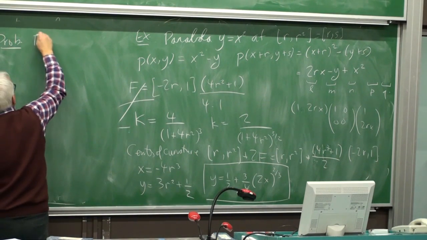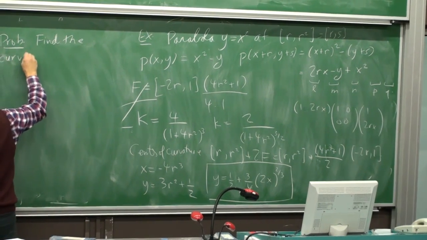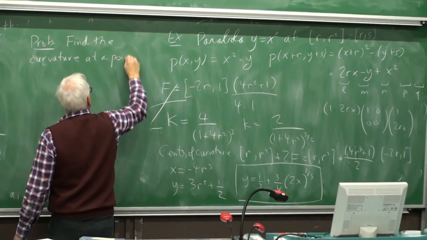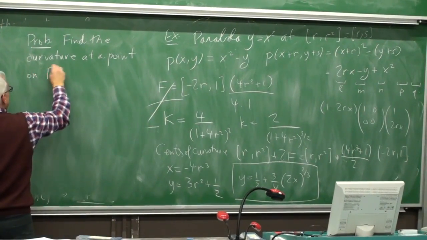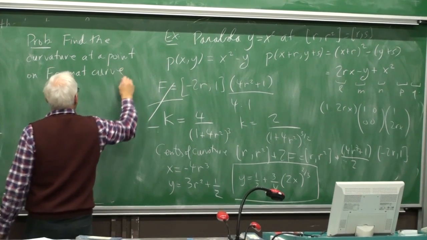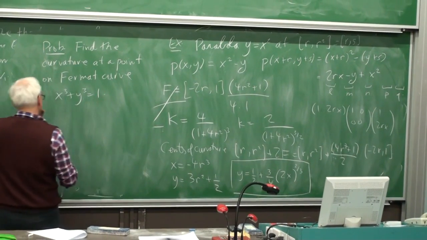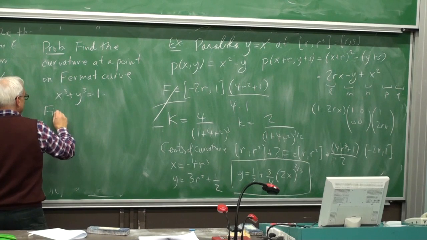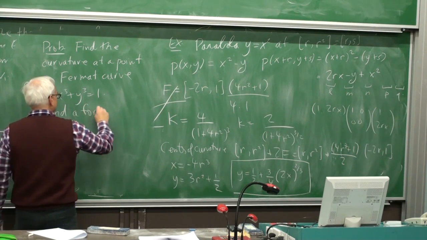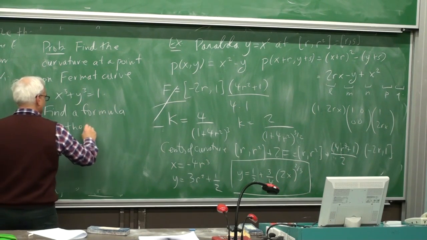Try to find the curvature at a point on the Fermat curve x cubed plus y cubed equals 1. And also find, or try to find, some formula for the evolute.